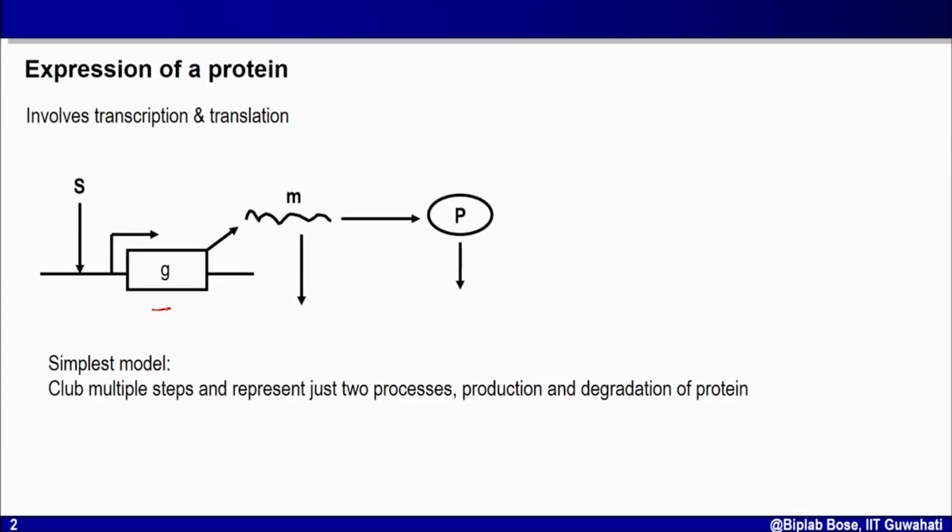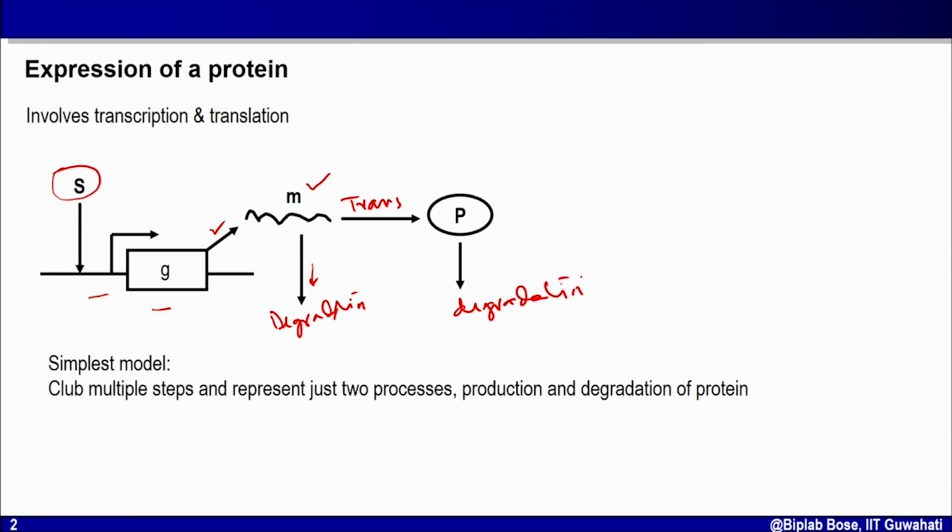I have a gene G, which is under the control of a promoter. A transcription factor or an external signal comes, activates this promoter, and an mRNA M is formed. Remember, mRNA is formed by transcription, shown by this arrow. Once an mRNA is formed, it can get degraded by this method. So I have degradation here, and by translation, mRNA gives rise to protein P, and protein P can also get degraded.